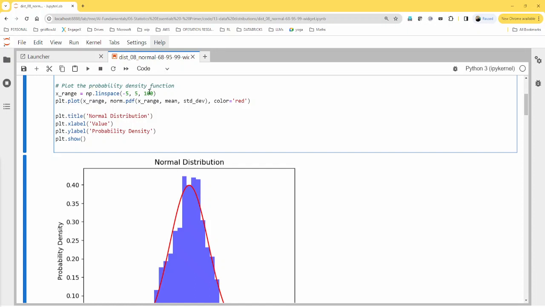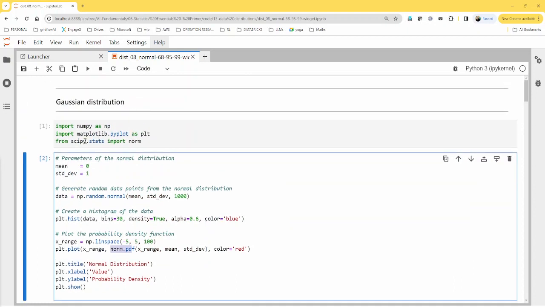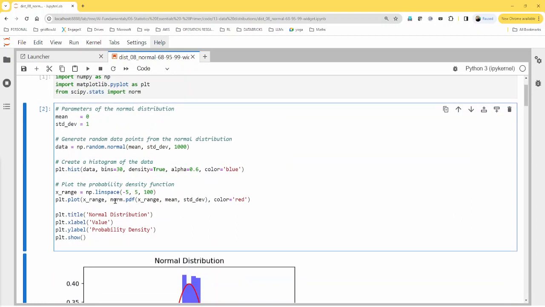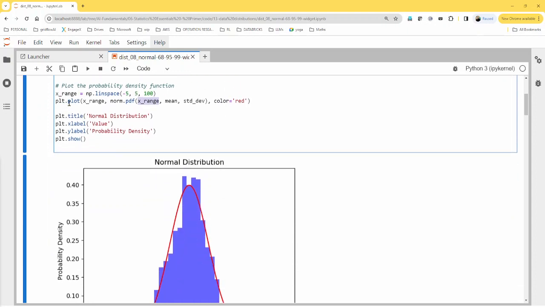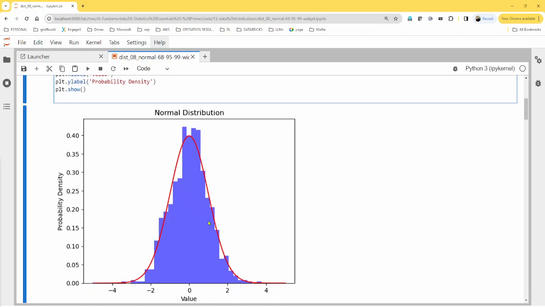Now, to compute the probability density function, just use the norm, which is a package from SciPy. And this norm package will compute the PDF, which is basically the formula that I showed you earlier in the slide. For normal distribution, it is going to return for every value in the X range, which we just defined here, 100 points. For each of those 100 points, it is going to compute the probability density. And those densities are being plotted in terms of a red color. You notice here the probability density PDF matching the histogram.